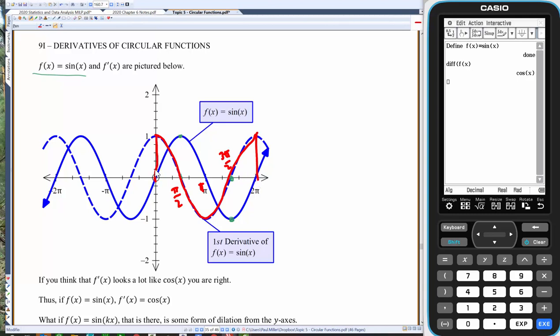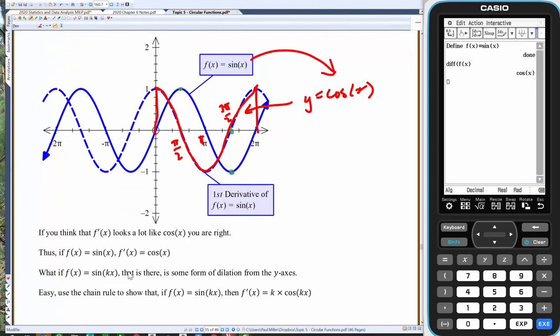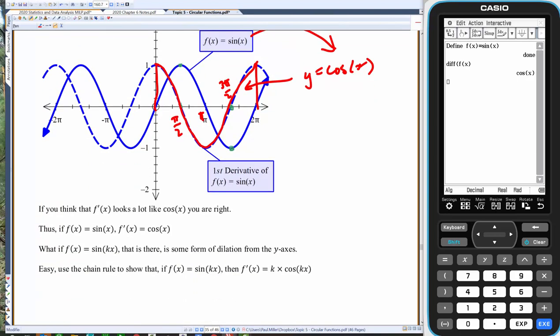So if you look at that segment of the graph only, hopefully you recognize that that's just y equals cos x. And so that's why if we differentiate y equals sin x, what we get is dy/dx equals cos x. Now, going back to my original pen thickness, I'll stay in red just for something different. So if you think that f'(x) looks a lot like cos x, then you are right. Thus, if f(x) equals sin x, f'(x) equals cos x.